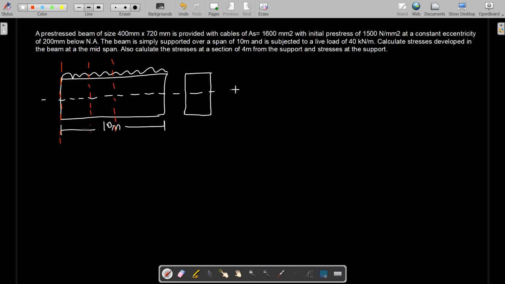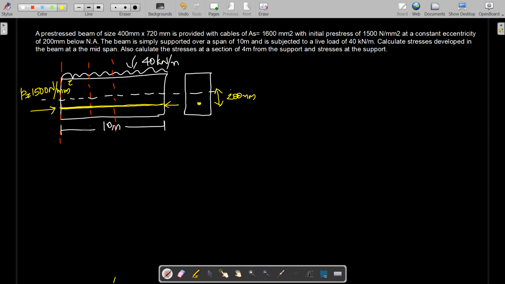It is given the eccentricity, or there is a constant eccentricity of 200 mm below neutral axis. The pre-stressing force is provided at a constant eccentricity of 200 mm below the neutral axis. It is also carrying a live load of 40 kN per meter. Since pre-stress small p is given as 1500 Newton per mm square.